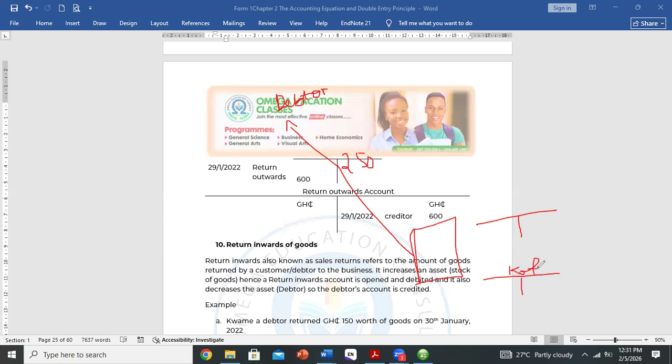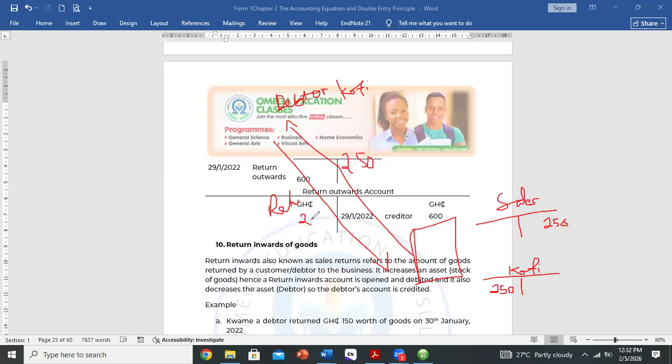And then we open sales. And I believe now you all know when you sell goods on credit to Kofi, you will debit Kofi and you credit what? Sales. So we'll credit sales 250 and we'll debit Kofi 250. So look at the scenario. The scenario is that Kofi is returning some of the goods back to us, and that is called return inwards. So let's say Kofi returned 20 of the goods back to us.